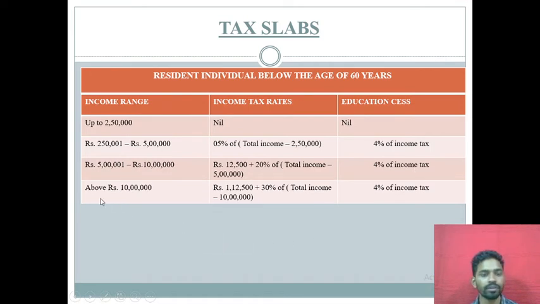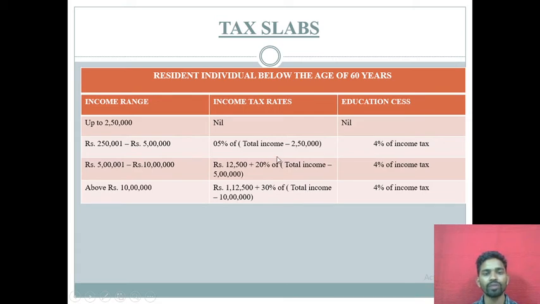Next, above rupees 10 lakh, rupees 1,12,500, this 1,12,500 came from the earlier categories, plus 30%. It means total income minus 10 lakh. After subtracting the 10 lakh from the total income, whatever amount is remaining, on that amount he has to calculate 30%. Like this you have to calculate the tax slabs.